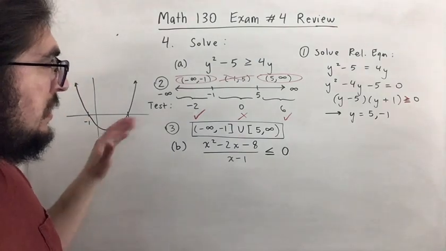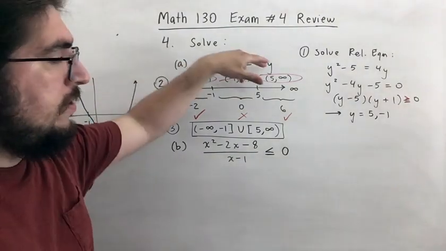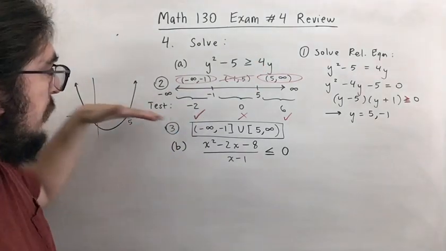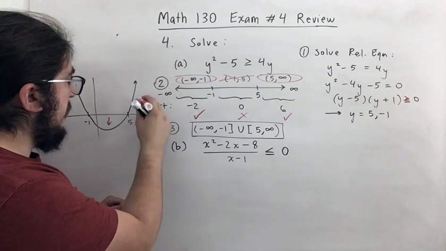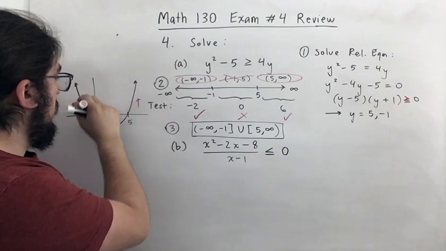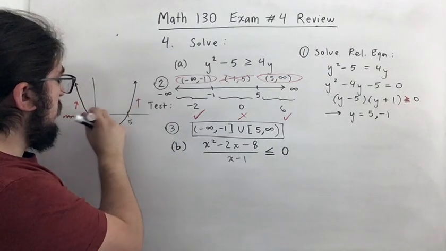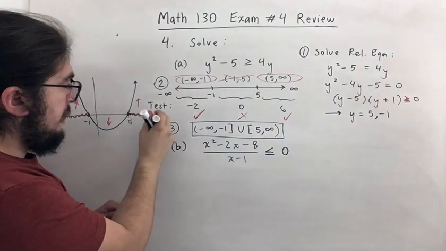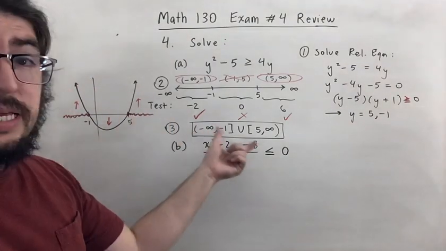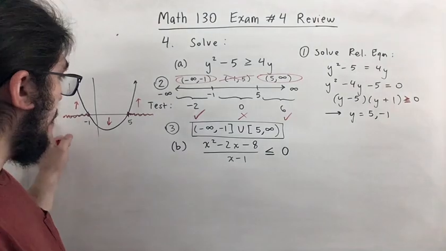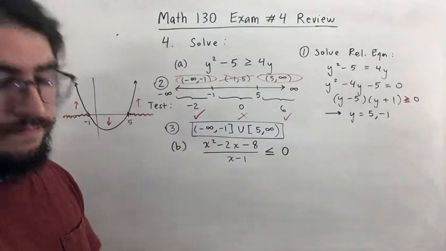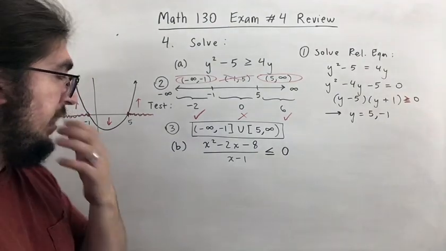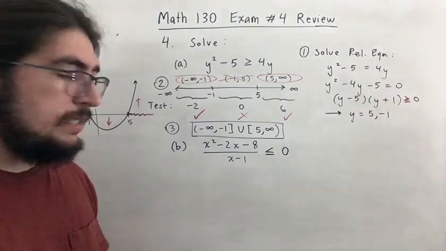But the whole point is that since it's greater than or equal to 0, we want this whole thing to be above this axis. So right here it's below, and here it's above. So from here to here, and from here to here. So that's exactly this, but in interval notation. -infinity to -1, or 5 to infinity. So that's a nice graphical interpretation of that. So that ties in parabolas, so that's nice.